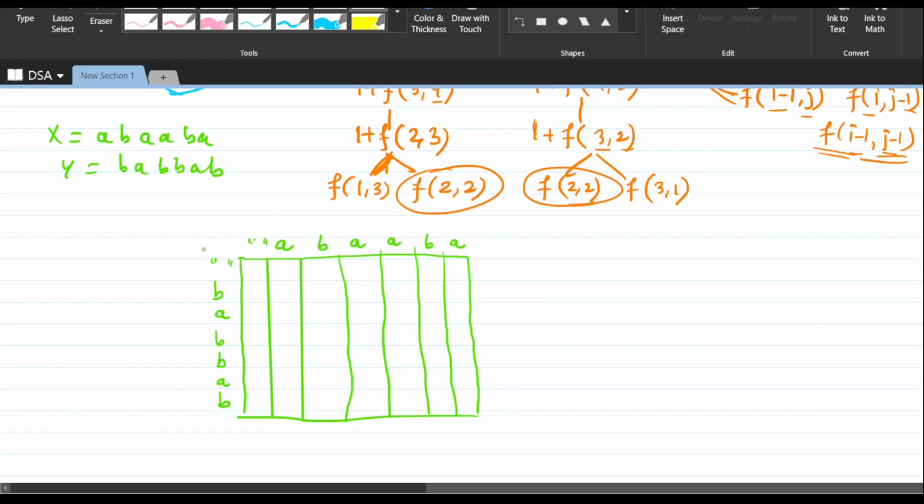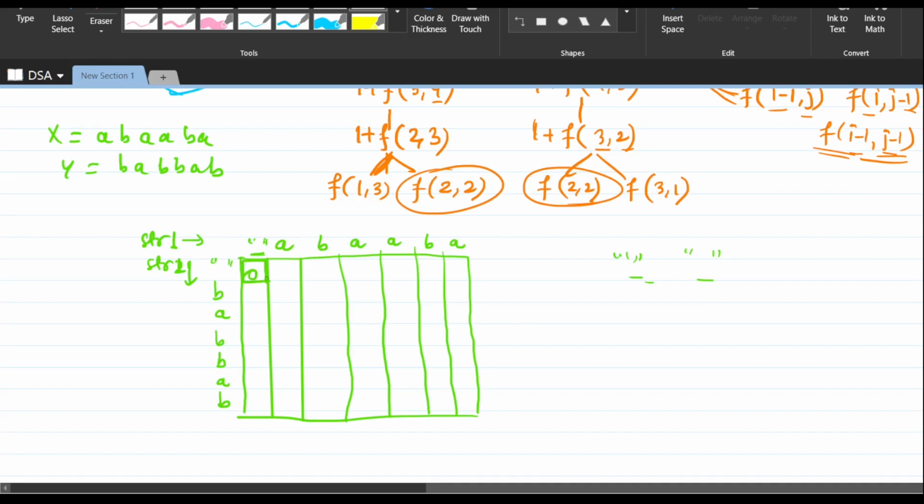Okay, so what this cell is representing is that I have string 1 as empty and string 2 is also empty. So what is the possible longest common subsequence? It will be 0.